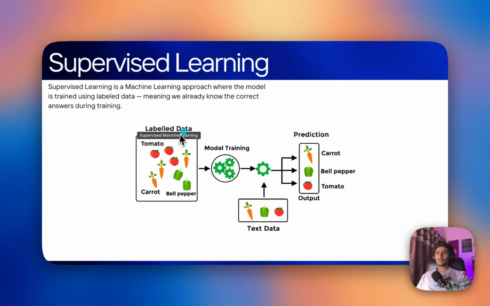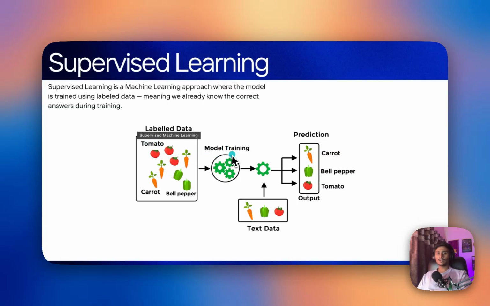The diagram here represents supervised machine learning. We start with the labeled data here. In this example, we have tomatoes, carrots, bell peppers, and each one is already correctly labeled here. We feed this labeled data into a model, and during the model training, the algorithm learns the patterns and differentiates each different vegetable according to its shape, size, and color.